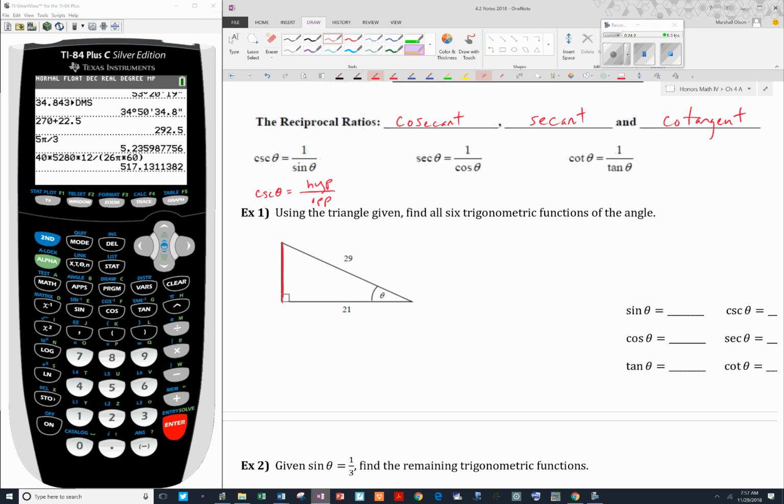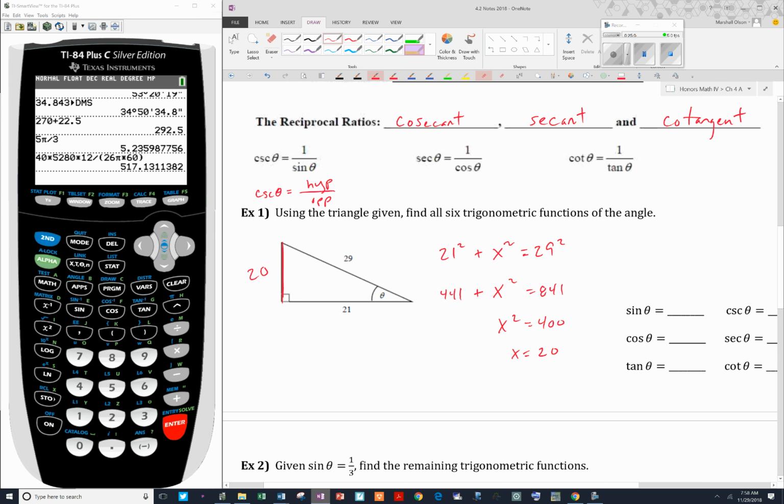The Pythagorean theorem. All right, so we've got 21 squared plus something squared, if you want to call it x, equals 29 squared. 441. Is it 841? Yeah. So the side is 20, isn't it?